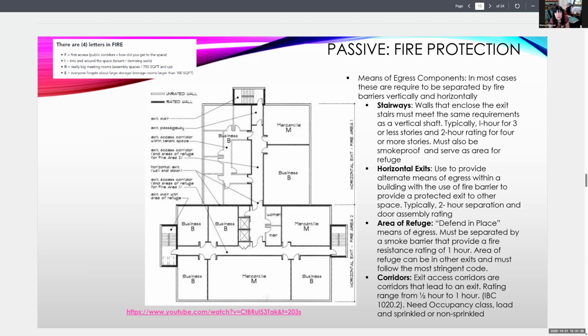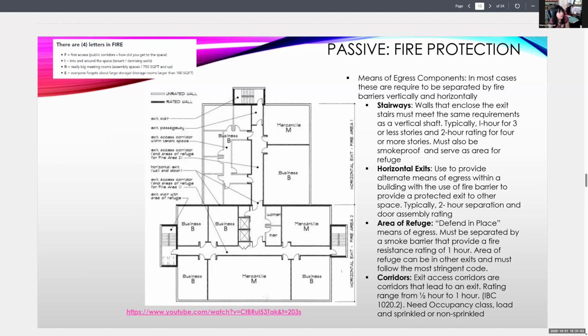Then that area of refuge, we talked about those. They could be in your stairs. It could be an area of refuge in a corridor. An area of refuge, what we call defend in place, means the egress must be separated by a smoke barrier that provides a fire resistant rated wall of 1 hour. Area of refuge can be in other exits and must follow the most stringent code.